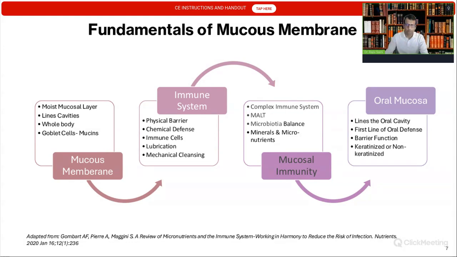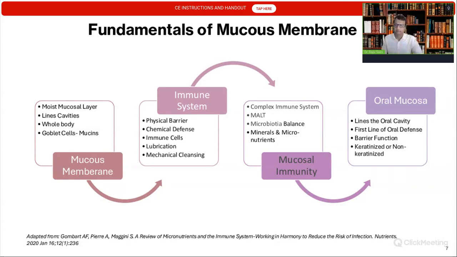In terms of the oral cavity, the oral mucosa, also called the oral mucous membrane, is the mucous membrane that lines the entire oral cavity. This includes the mouth, tongue, inner cheek, nasal passages, and pharynx.